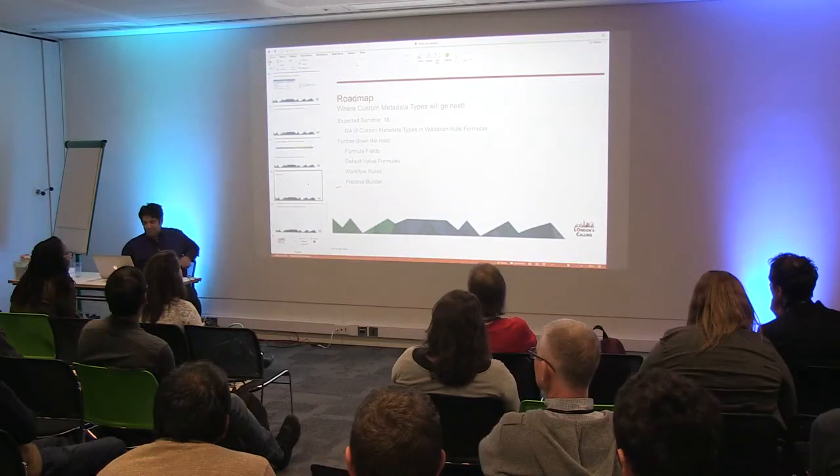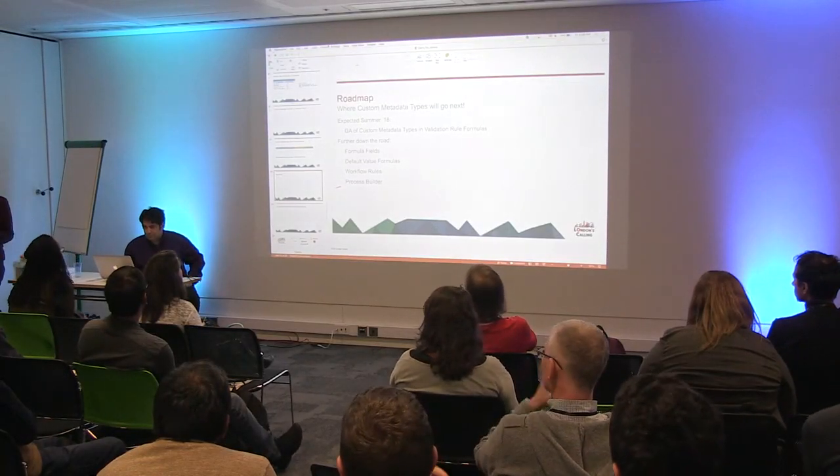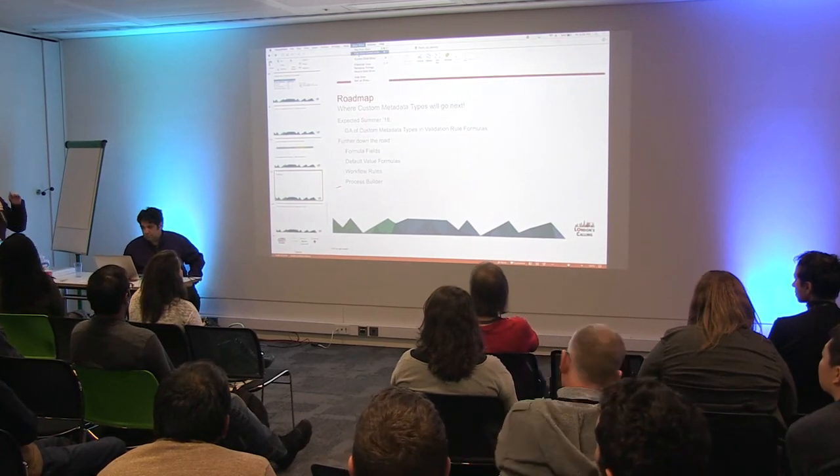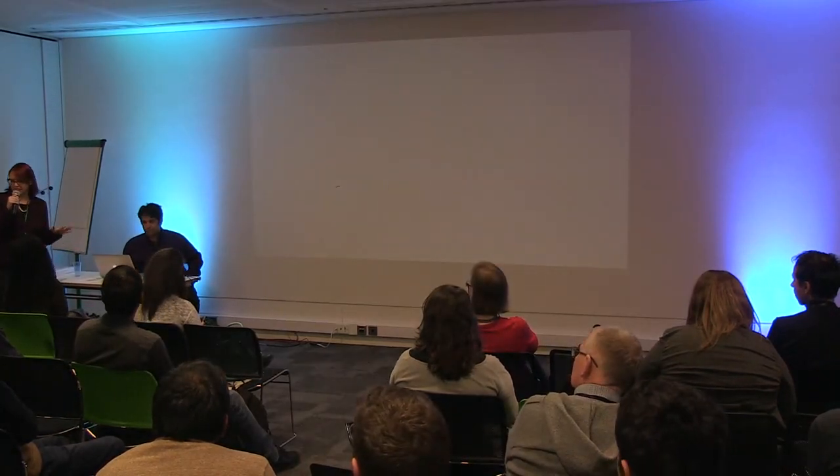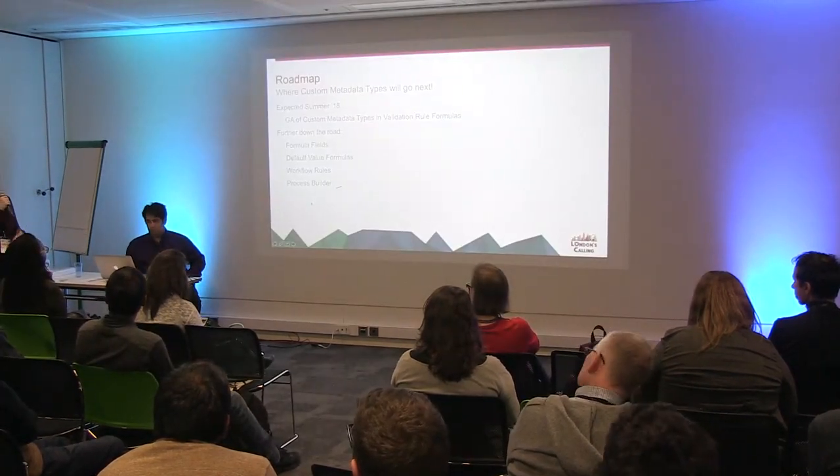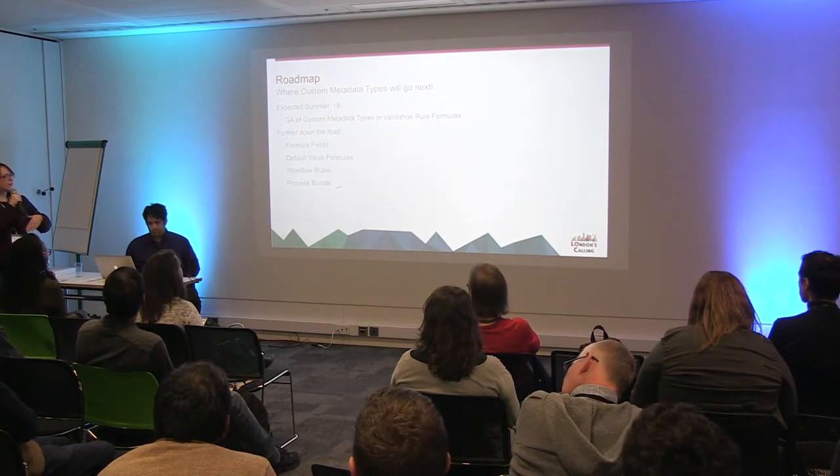Thank you. So where are we going next with this? We've got kind of our toe in the water of exposing custom metadata types in declarative functionality with validation rule formulas. Like we said before, we're expecting to GA this in summer 18. Where we want to go next with it is introducing the same thing in formula fields, in default value formulas. So when you have a text field, you want a default value there. You might want to reference a custom metadata type record there.